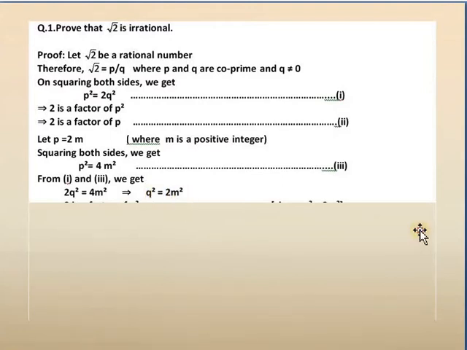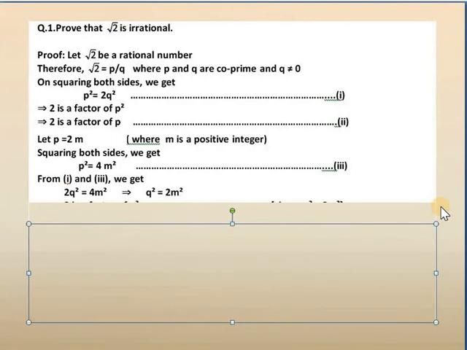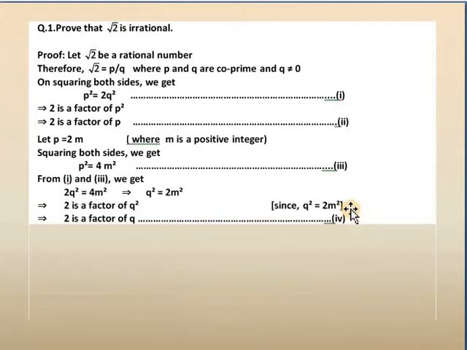What does it mean? Once again we are getting the format that 2 divides q square, so 2 divides q also. It means that q is a multiple of 2. So here once again we are writing the format in this way. 2 is a factor of q square, because q square is equal to 2m square, so 2 is a factor of q square, therefore 2 is a factor of q. This is equation 4.